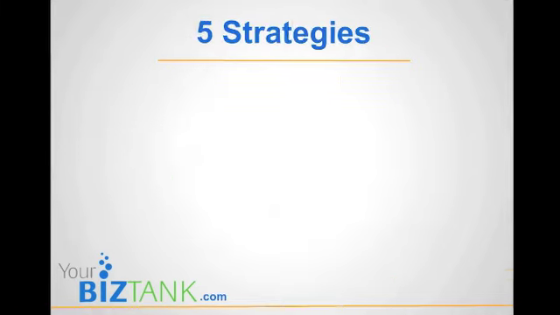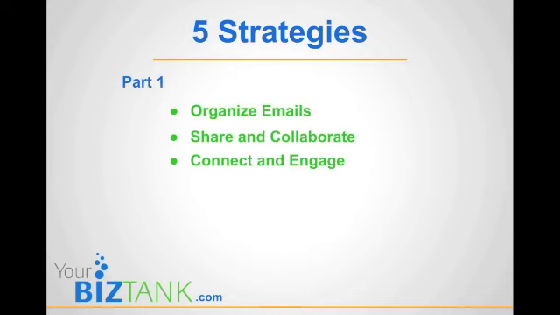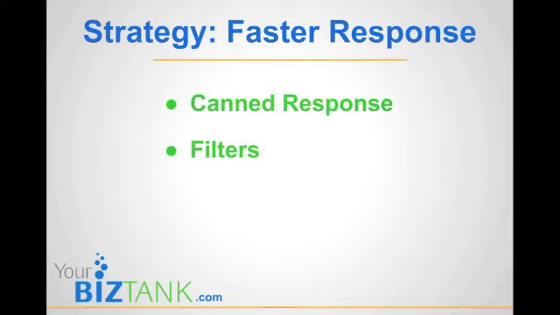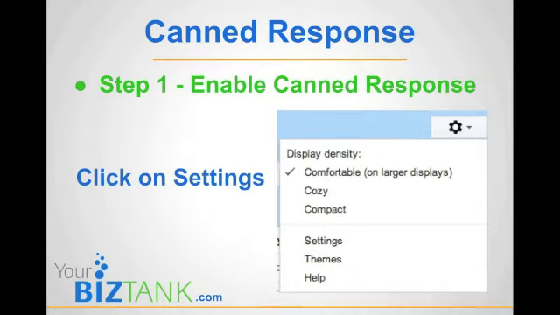Here we go. All right, so the first 3 strategies that we went over in Part 1 were organizing your emails, sharing and collaborating, connecting and engaging. Now today, we're going to go over a few strategies on how to respond to your emails faster and enhance your Gmail experience. Let's start with faster response time. We're going to focus on 2 strategies in order to do this. Canned responses is one of them, and then filters is the other. I'm going to show you canned responses first.